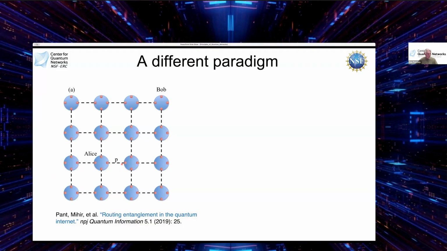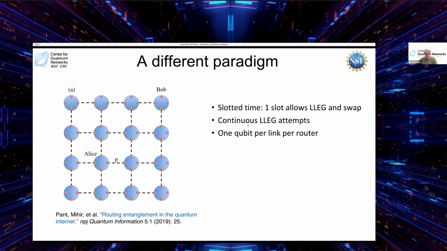Suppose p is the probability of successful generation of a Bell pair across a link, and let's assume it's the same for all the links. We're going to assume time is slotted, and that each slot allows generation of link level entanglement, and when it succeeds, you can also do a swap during that time slot. And you just continue every time slot attempting to generate link level entanglement. And you can only store one qubit per link per router, and you have to use it or lose it before the next time slot. And let's suppose that swaps are probabilistic and they succeed with a probability q.